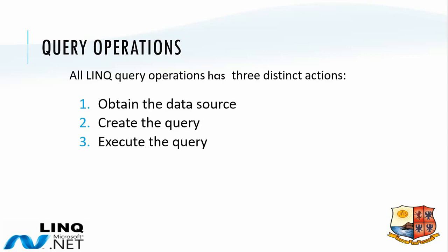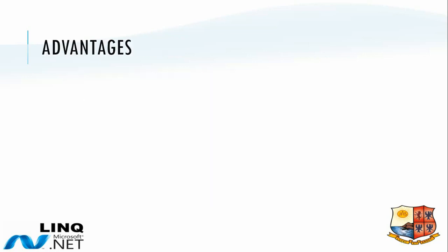So if select star from table name where id is equal to so and so is written in your SQL, in LINQ you will write from, where, from database, where id equal to so and so, select whatever you want. It will be in this fashion. I hope you got it. I'll show you an example that will be better. Okay, so that is our thing.